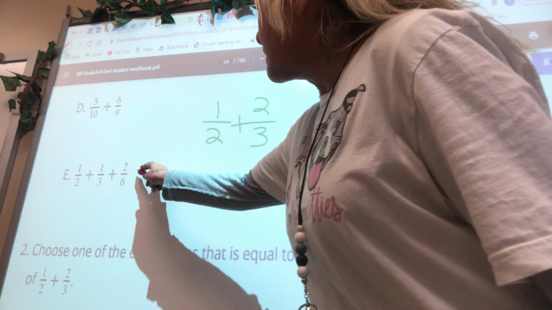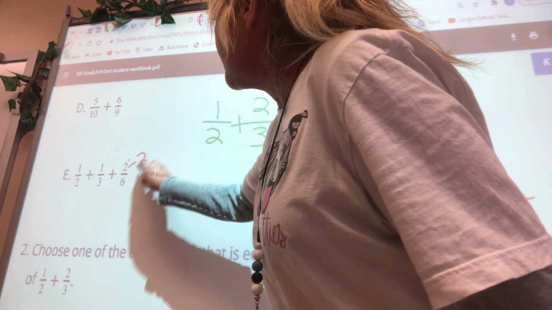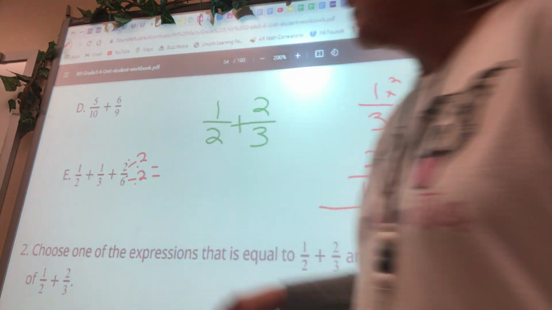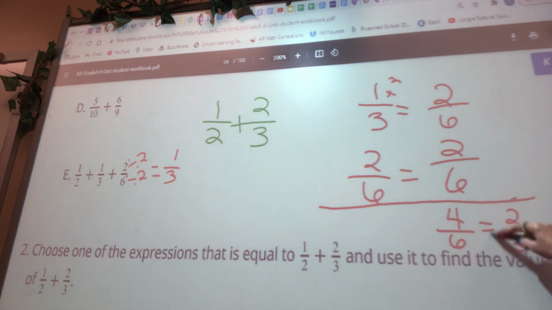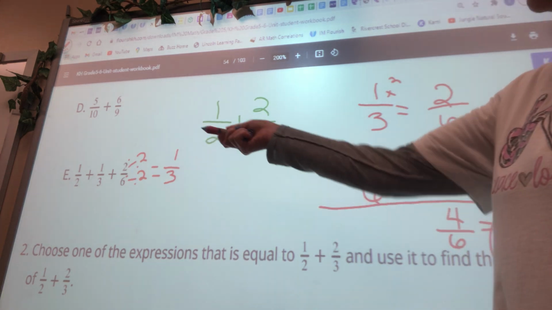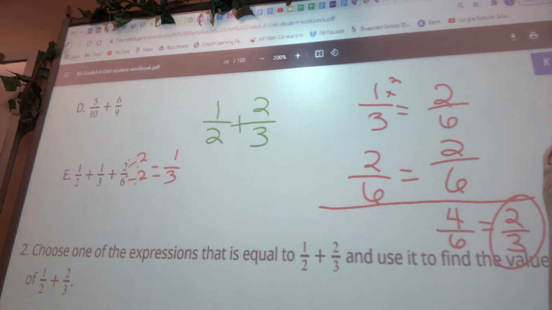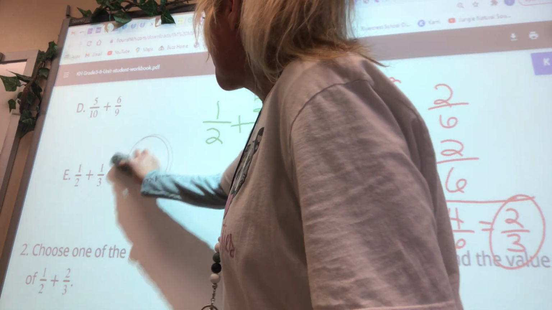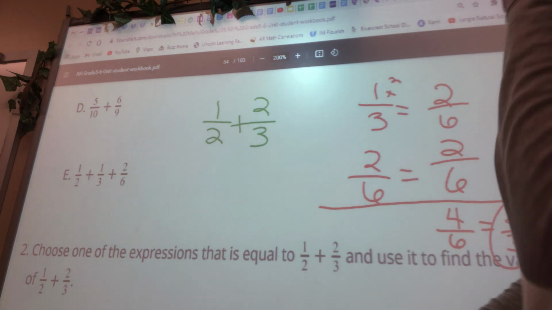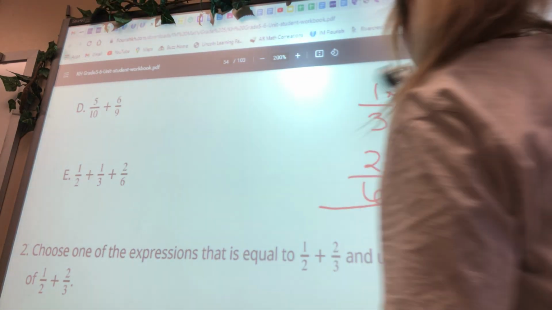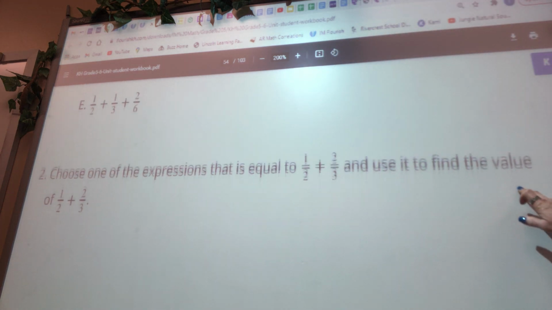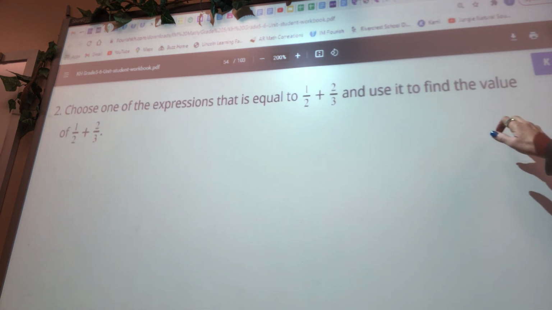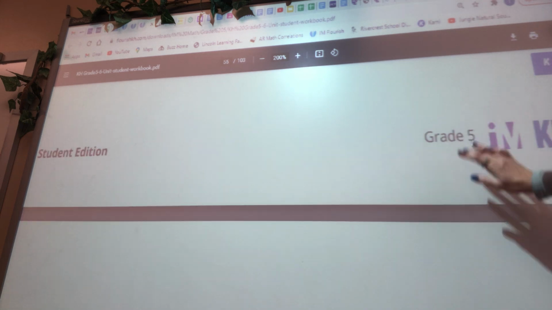Okay, let's look at it. Simplify this by 2. Get 1/3. How much is 1/3 and 1/3? 2/3. So is the E equivalent to this? Okay, I said yes. No, we all said yes. All right. And then it tells us that we're going to find the value. We've already found the value of all of them.